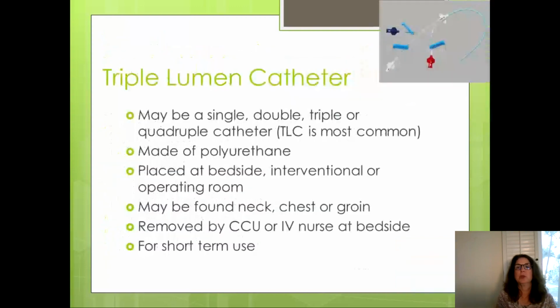A little bit more about the triple lumen. Here's another picture showing it. When you open the kit, it could be a single, double, triple, or quadruple catheter. Most of the time, you're going to see a triple lumen being put in. They're made of polyurethane, placed at the bedside, and could be done in the cath lab, interventional procedure room, or the operating room.